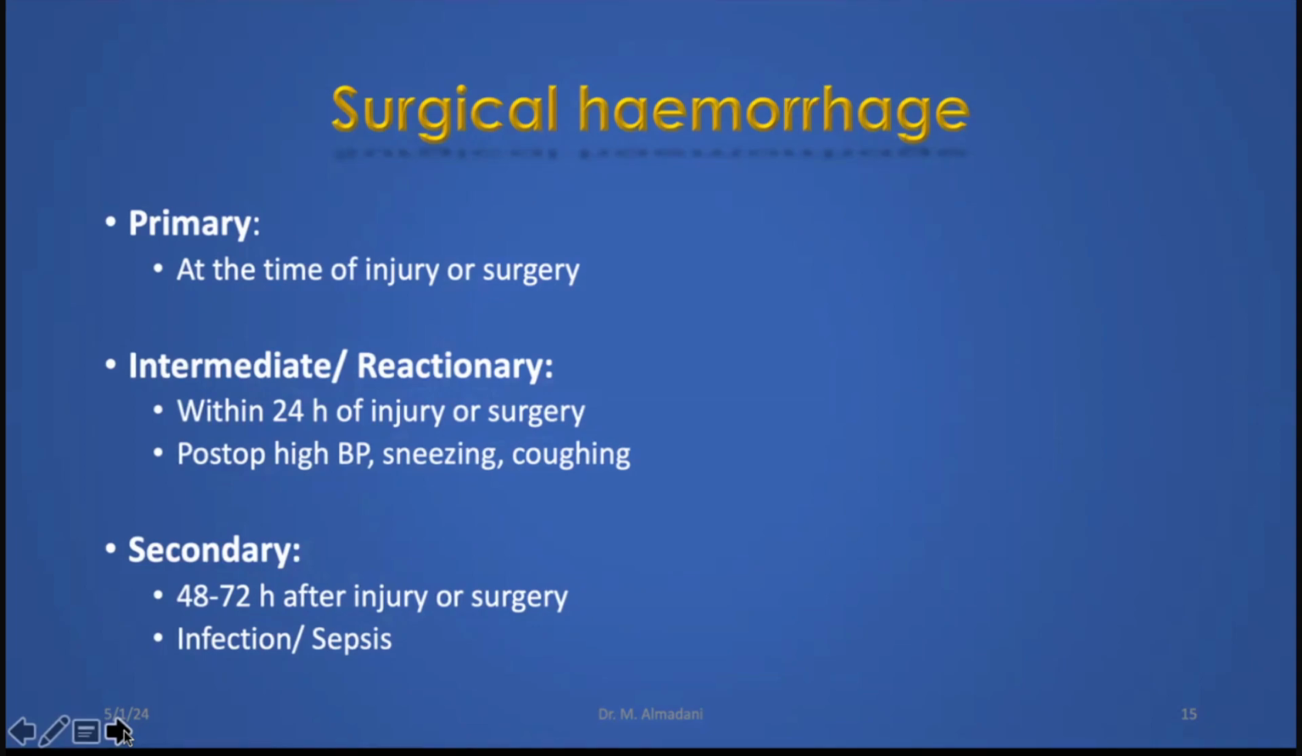Despite that, what might happen later on? For example, this patient gets high blood pressure, and in the recovery room or in the ward, the patient suddenly gets high blood pressure after the surgery, and then the bleeding restarts. As long as this is after being out of the operating room, and within the first 24 hours after the surgery, this is labeled as intermediate or reactionary.